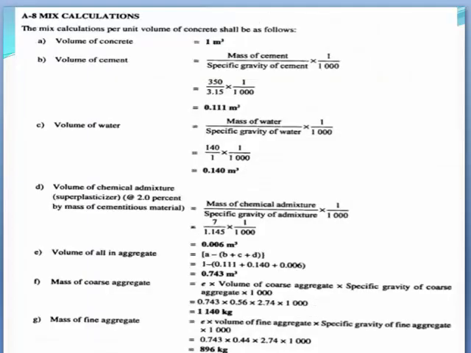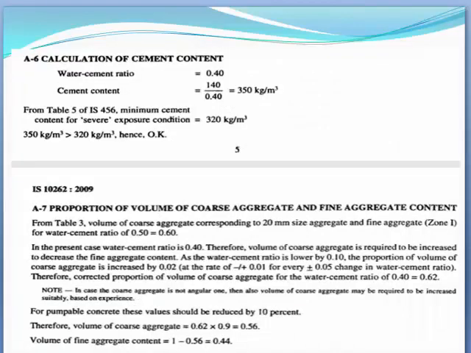Because in our question the water cement ratio is 0.40. Not in the question, the water cement ratio which we have derived, which we have calculated, that is 0.40, and this value 0.60 is for the water cement ratio 0.50. We need to adjust this value 0.60 according to our water cement ratio of 0.40. Now students, for this, how this value will be adjusted, you can go through this paragraph. In the present case, water cement ratio is 0.40, right?